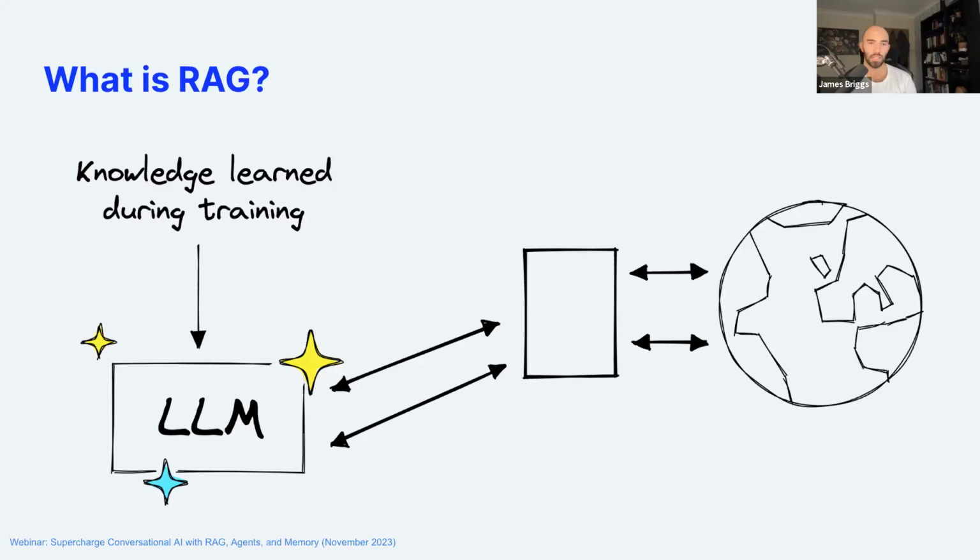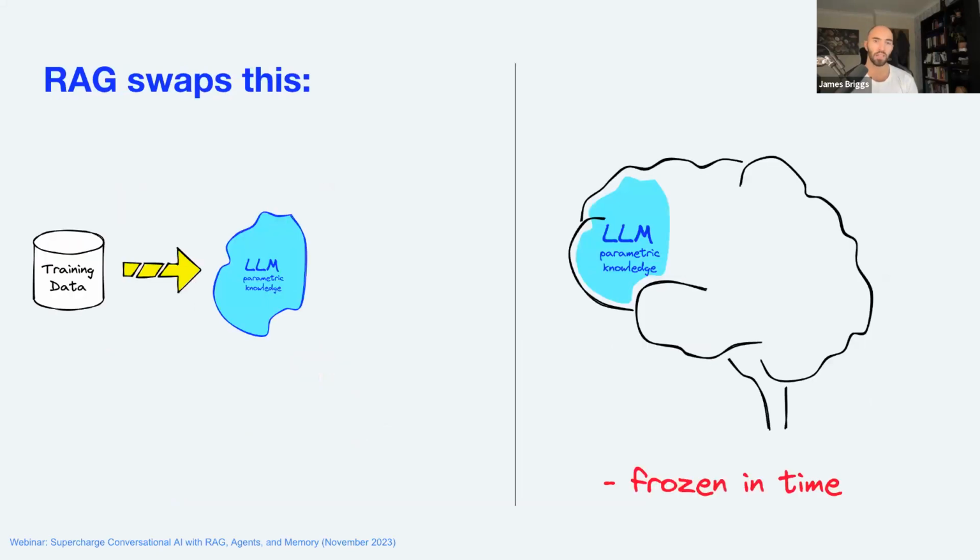If we move on to the next slide, what we're doing when we use RAG is we're swapping this frozen-in-time LLM.